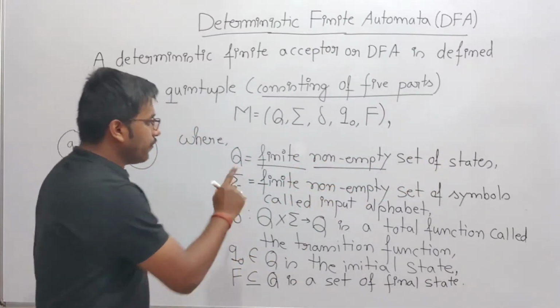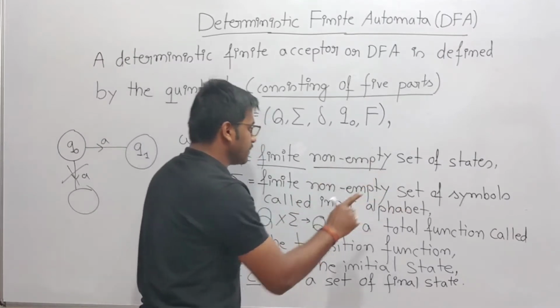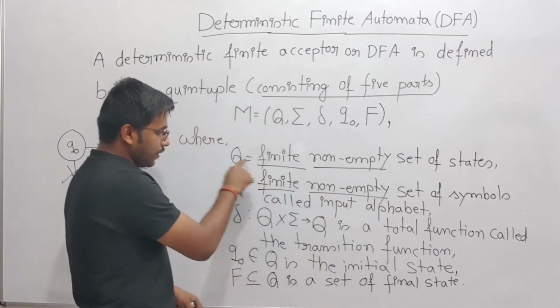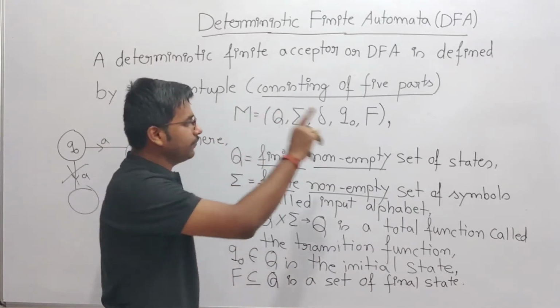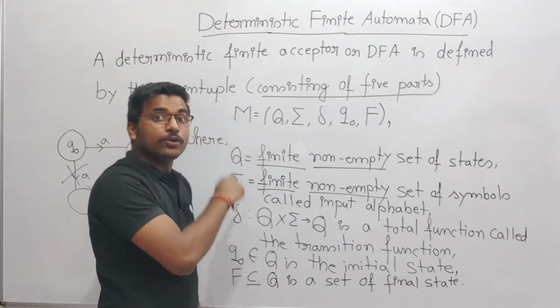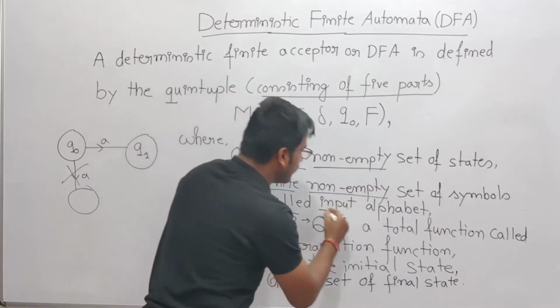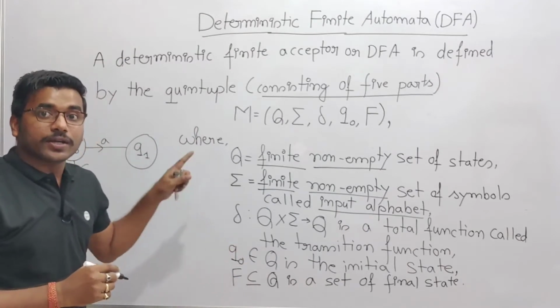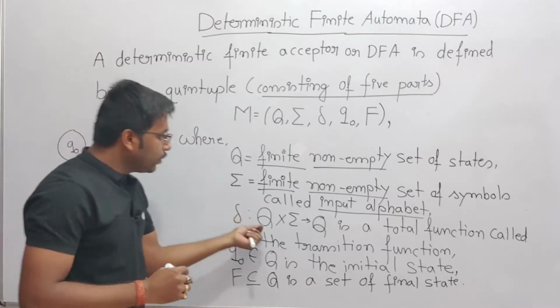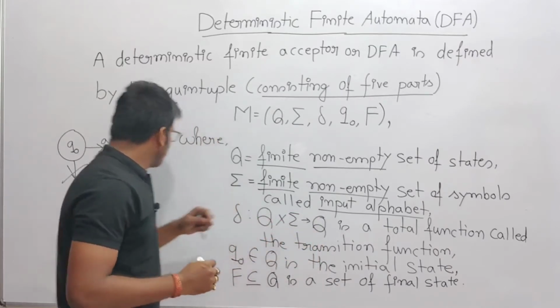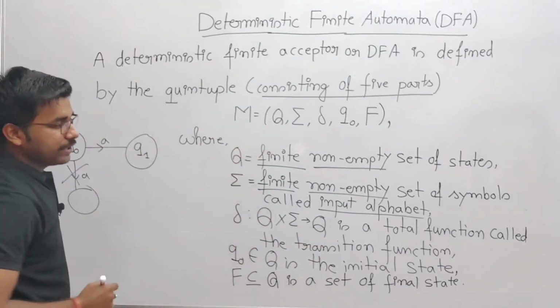What is sigma? A finite, non-empty set of symbols. It is going to be finite and it is going to be non-empty. Q is a finite, non-empty set of states, and sigma is a finite, non-empty set of symbols called the input alphabet. Now what is delta? Delta is the transition function, that is Q cross sigma goes to Q, meaning from one state.